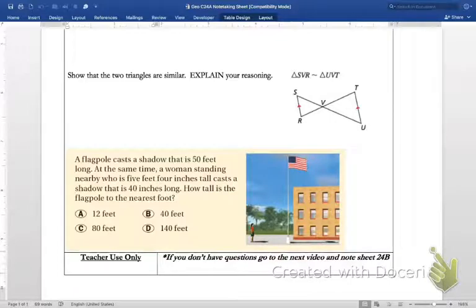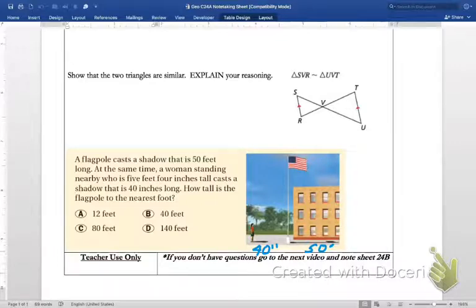A flagpole casts a shadow that is 50 feet long. All right, so I'm going to go to the diagram here of the flagpole, and I'm going to put 50 feet on the ground for the shadow of the flagpole. At the same time, a woman is standing nearby who is 5 feet 4 inches tall and casts a shadow that is 40 inches long. Okay, so her shadow is 40 inches. And I'm dealing with some different units here, so I've got to do a little converting.